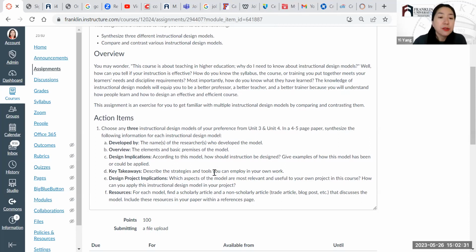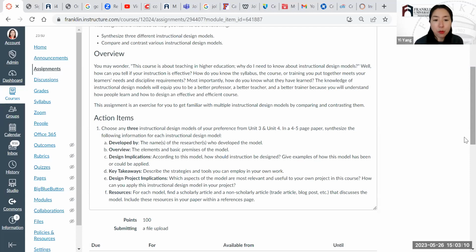Okay. So in your paper, you need to compare the researchers who developed those instructional design models, and overview the elements and premises of each instructional design model. What are the design impacts? How does this model impact instructional design, giving specific examples. So what are the takeaways? What are the strategies and tools that you can employ in your work from those 3 models?